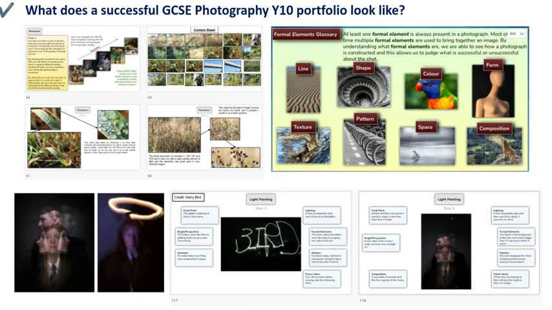These are examples from more of those workshops in the first term. At the bottom you can see examples of light painting, and in the top you can see examples of resolution using those formal elements: line, shape, colour, form, texture, pattern, space and composition. All of our lessons have a practical and a written element.